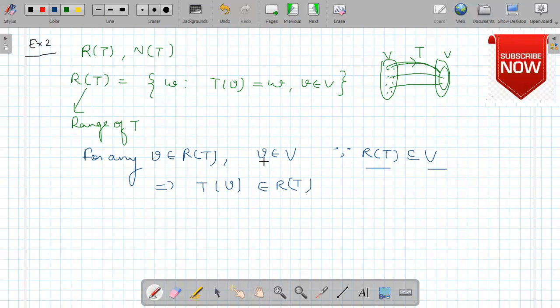तो अब उस एलिमेंट की आप इमेज निकालेंगे तो वो RT में आपको मिलेगी। RT को ही बिलोंग करेगी क्योंकि आप इमेज के कलेक्शन को ही आप RT से डिनोट कर रहे हो, तो ऑब्वियसली द इमेज विल बिलोंग टू RT. So this implies RT is T-invariant subspace of V.